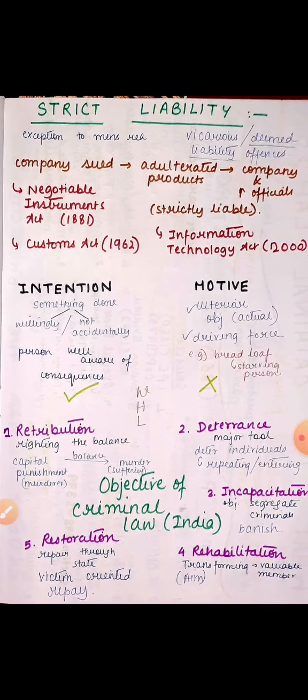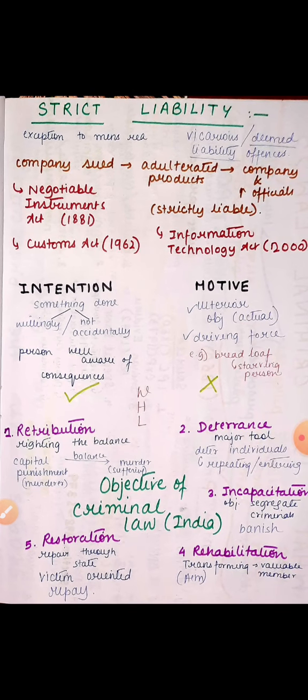Next we come to part B of the chapter, criminal law in India. This subsection deals with the branch of criminal law that we deal with in India. Now, criminal law in India serves 5 objectives. These 5 objectives are, first and foremost, retribution. Retribution means righting the balance.